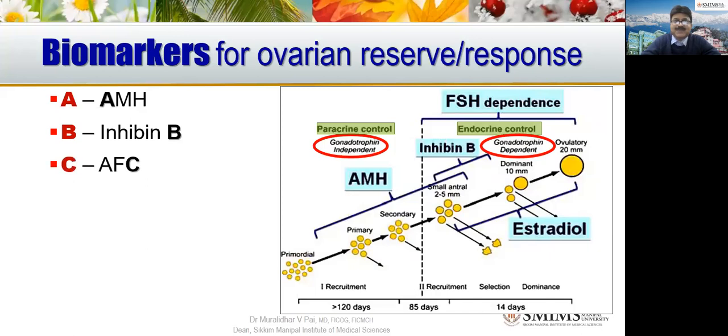So I have just made a small change here. I took the C of AFC, the last one. So ABC is AFC. Now, what is D? D for dimension or volume of the ovary.